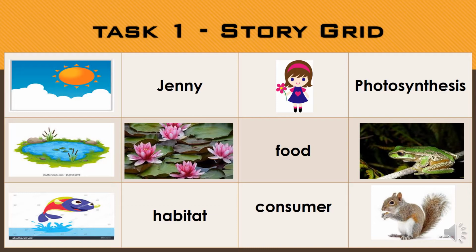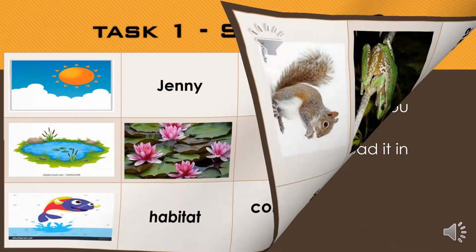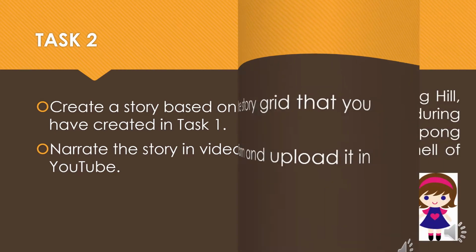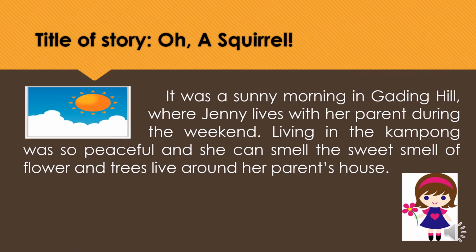So this is the task 1 story grid, and task 2 is create a story based on the story grid that I have created in task 1. Then I narrated the story in the video form and uploaded it in YouTube. So this is the story I'm going to tell, based on the topic food relationship among living things in Year 5 SKP. And the story title is Oh, a Squirrel.